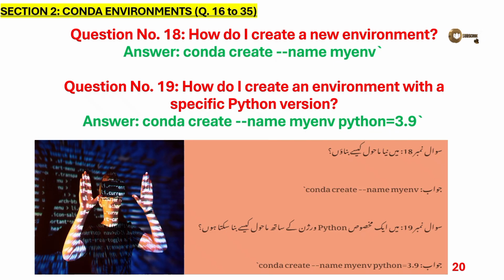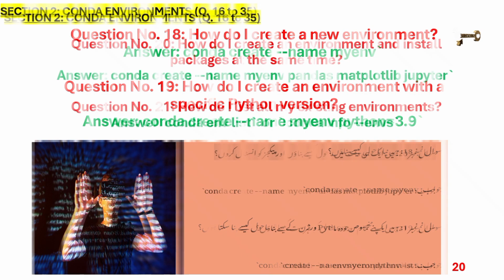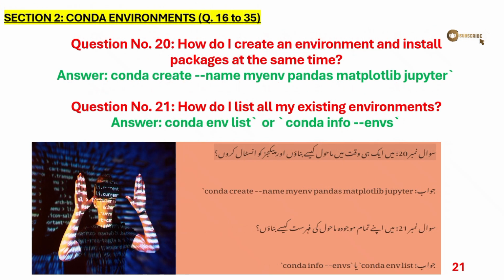Question number 18. How do I create a new environment? Answer. conda create --name myenv. Question number 19. How do I create an environment with a specific Python version? Answer. conda create --name myenv python=3.9. Question number 20. How do I create an environment and install packages at the same time? Answer. conda create --name myenv pandas matplotlib jupyter.